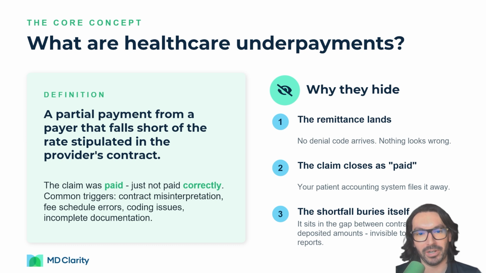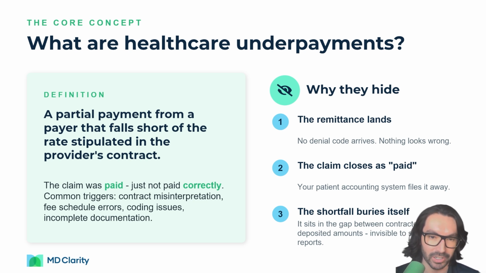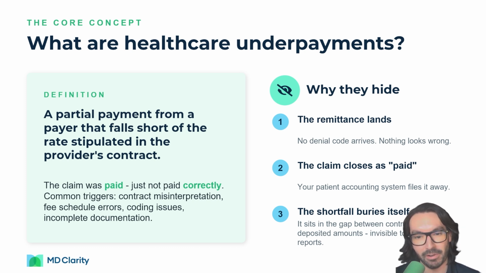A healthcare underpayment occurs when an insurance payer reimburses a provider less than the rate stipulated in the provider's contract. The key word here is less. The claim was not rejected, it was paid, just not paid correctly. And I want you to really sit with that distinction, because it explains everything that follows.